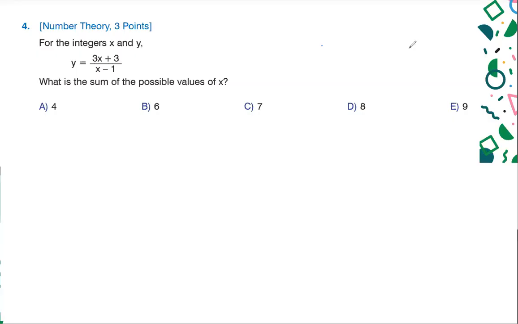So here's number 4, which is a number theory question. We have x and y are integers, and y equals (3x plus 3) over (x minus 1). We are looking for the sum of the possible values of x. You can go ahead and try some different numbers to see which ones work, but it's going to take a while to get all of these, and then you never know if you are missing any. So which is why it's not really safe to try. So instead, I'll try something else.